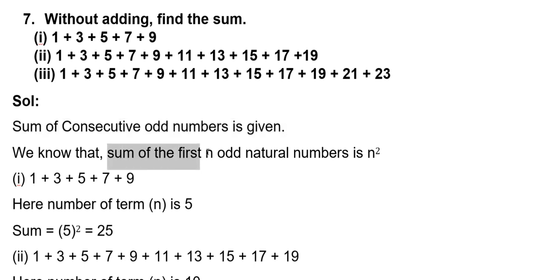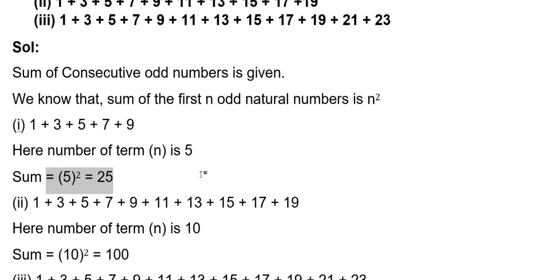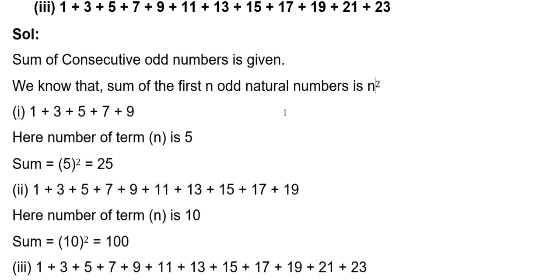We know that sum of first n odd natural numbers is n square. Just n square. So 1 plus 3 plus 5 plus 7 plus 9 is equal to, here number of terms n is 5. So the sum is equal to n square, the formula. Okay. Sum of odd natural numbers.